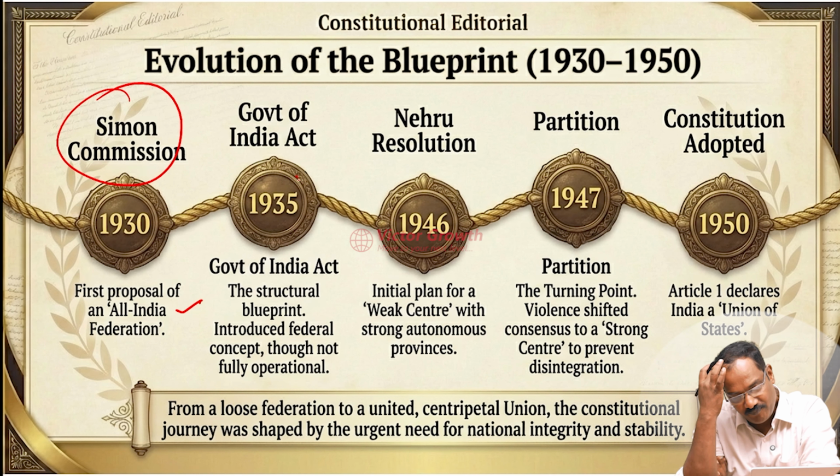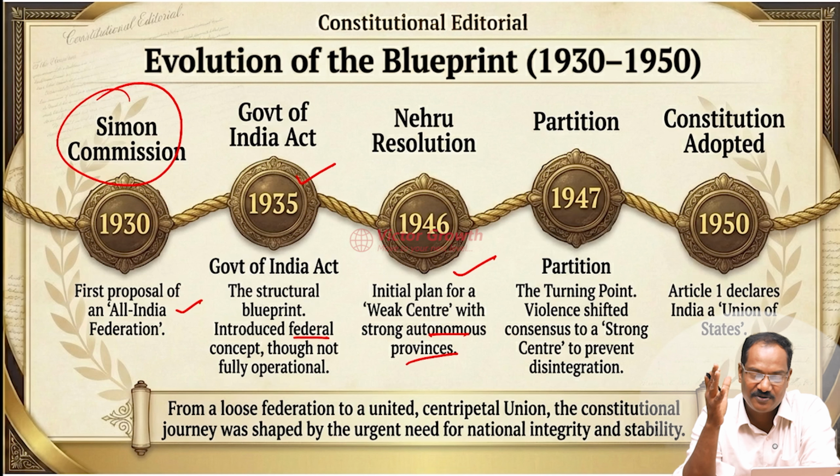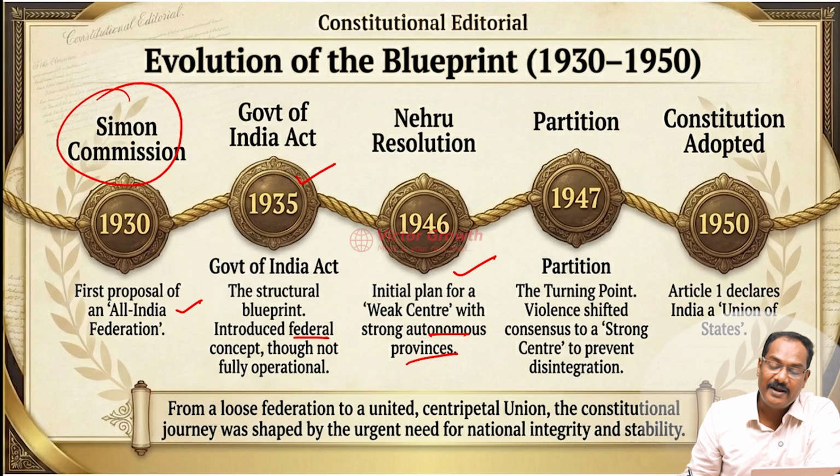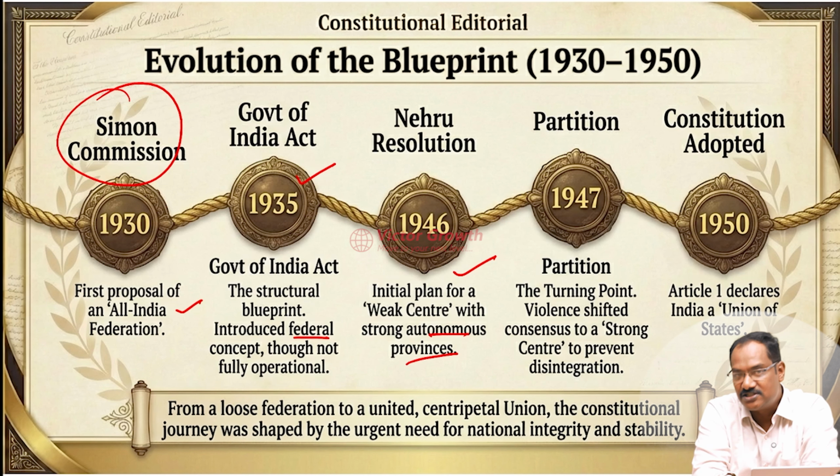Nehru also initially said there should be a weak center with autonomous states and all. But what happened in the partition? Because of religion, one section of India has gone. That time they thought that we should not allow states to be autonomous. There should be a strong center. However, Indian Constitution, Article 1 does not say that India is a federal country. Rather, India is a Union of States.